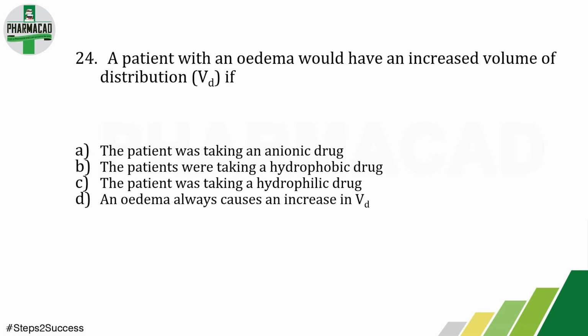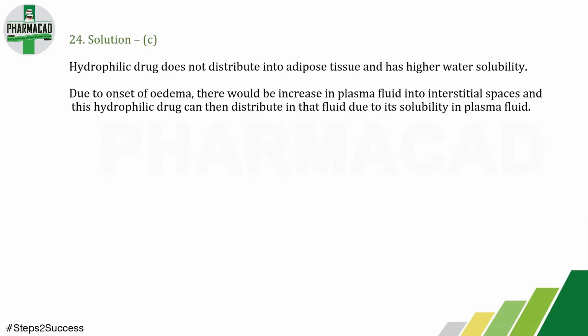Next question, a patient with an edema would have increased volume of distribution if. So the options are the patient was taking an anionic drug, the patient was taking a hydrophobic drug, the patient was taking a hydrophilic drug, or an edema always causes an increase in volume of distribution. So the correct option over here is option C, that is if the patient was taking a hydrophilic drug.